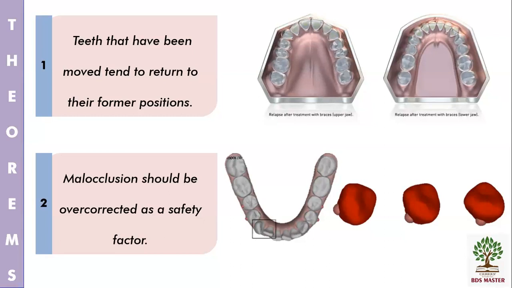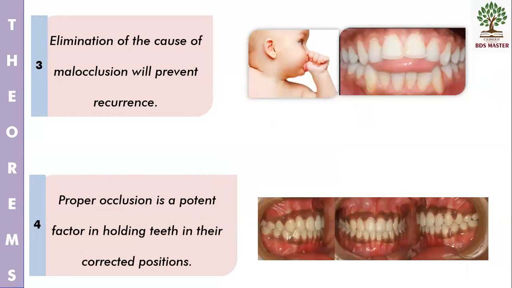So the second one is the elimination of the cause of malocclusion will prevent recurrence, according to Balaji, and we will stick with it. The fourth one is proper occlusion as a potent factor in holding teeth in their corrected positions. So when we say proper occlusion, what do you think is proper occlusion? See, how we are going to do these theorems is we'll read the statement. This is for you to remember verbatim later, but we'll actually try to understand these things. That's all we'll do. So let this be interactive. So when we say proper, okay, let's go to the elimination of cause of malocclusion. What do you see in this picture?